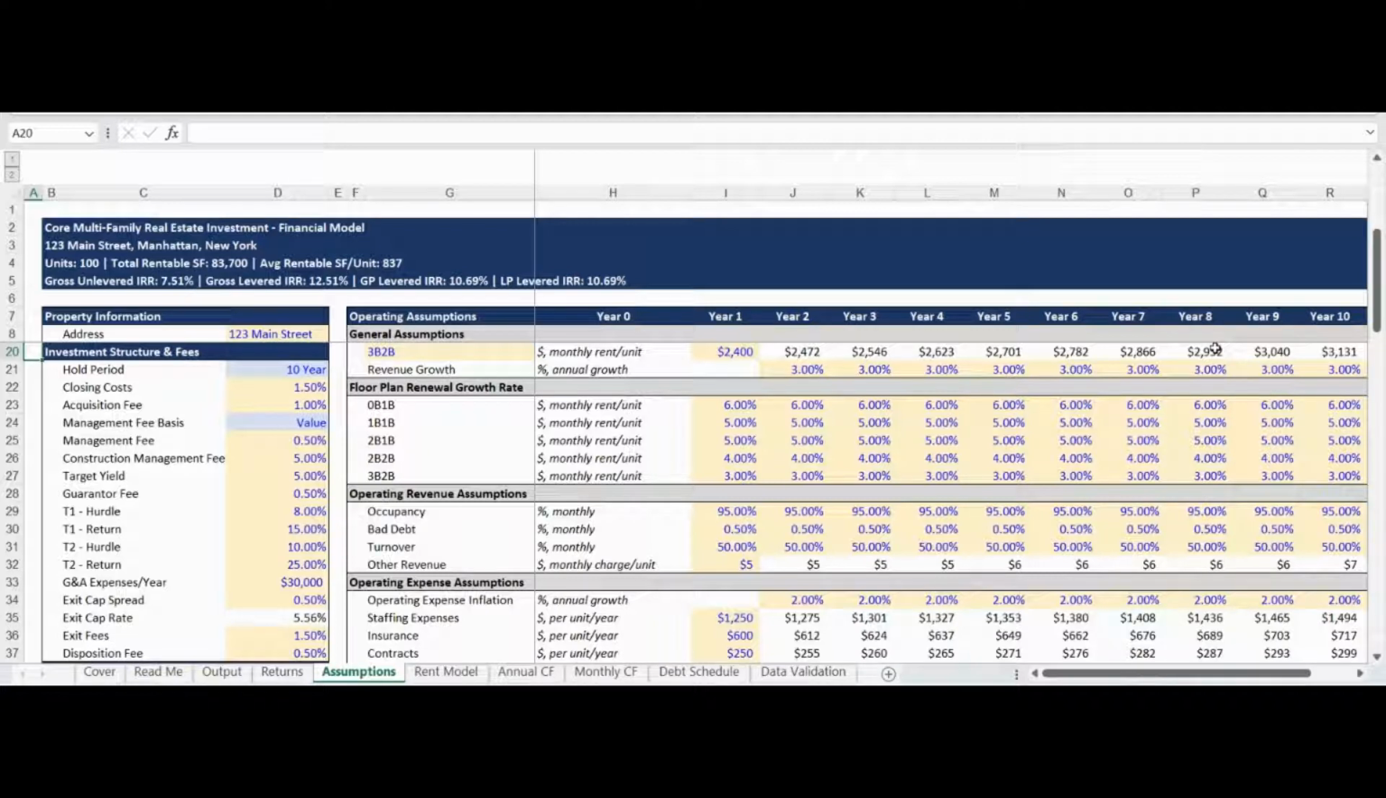The model is pre-built to charge acquisition fees as well as asset management fees calculated based on value, equity, or cost, construction management fees for completing capital projects, as well as loan guarantor fees. Specific to investment returns, this assumption section has the inputs for the distribution yield as well as the two-tier promote structure. This assumption section concludes with inputs for the exit cap rate spread and disposition fees charged on exit.